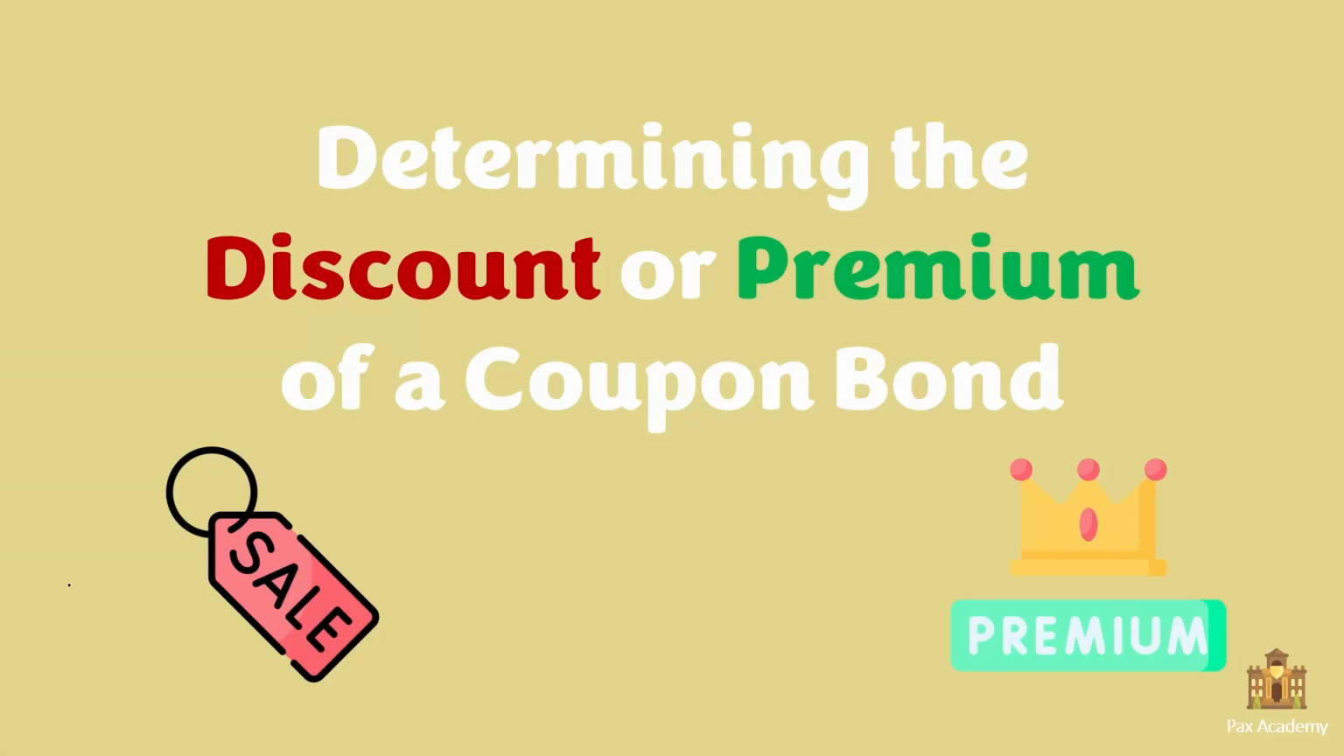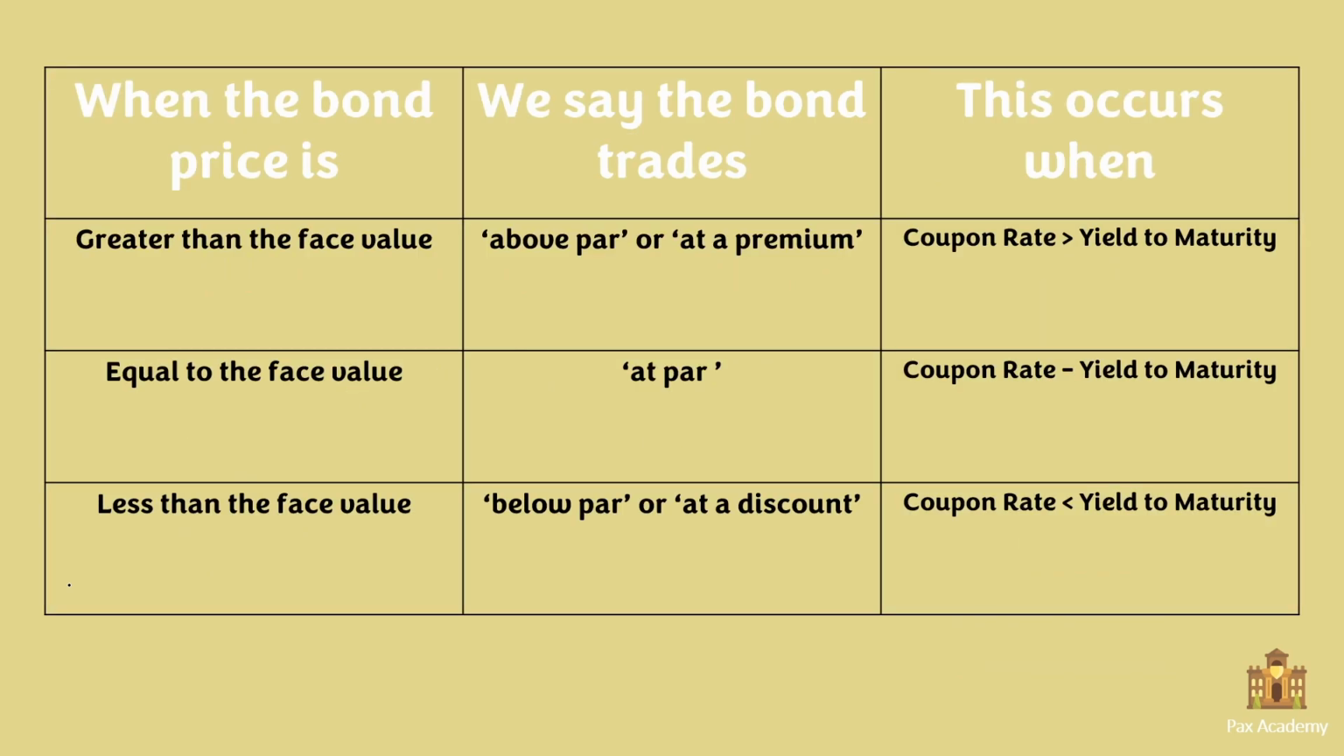Today, let's look at how to determine whether a coupon bond is selling at a discount or premium. Firstly, let's look at this table. First, it says when the bond price is greater than the face value of the bond, we say the bond trades above par or at a premium, most commonly. And this occurs when the coupon rate of the bond is higher than the yield to maturity.